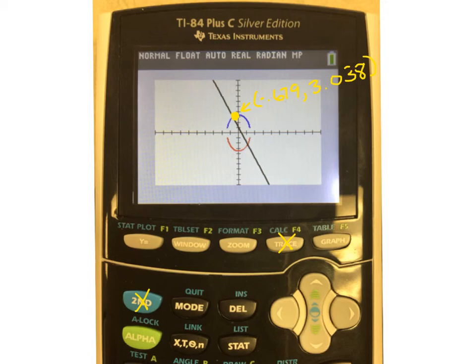Now repeat the process again by going second and F4, then going down to intersect. This time, when you're asked for the first and the second curve, make sure your two cursors are on the red curve and the black line, and that'll give us this solution as the point of intersection. And that point is 1.079, negative 2.238.